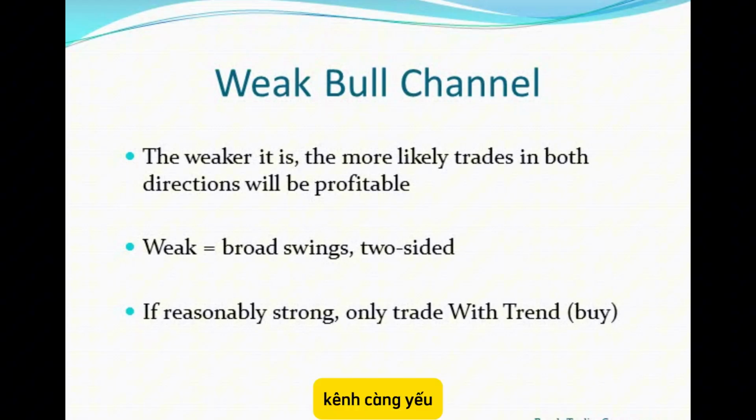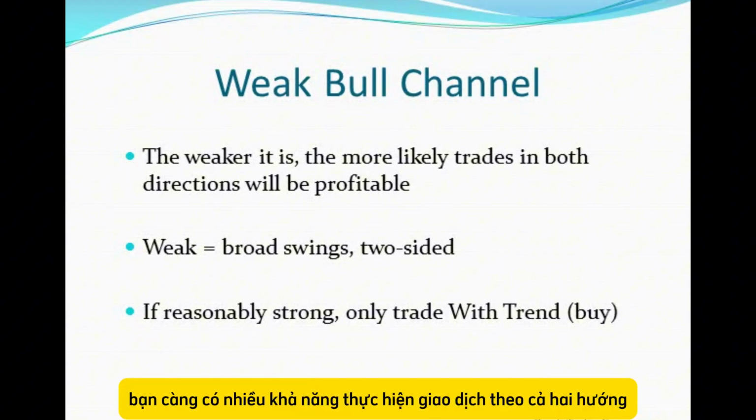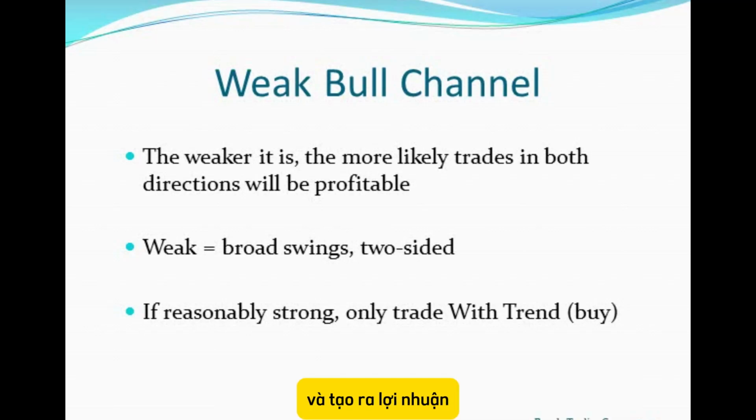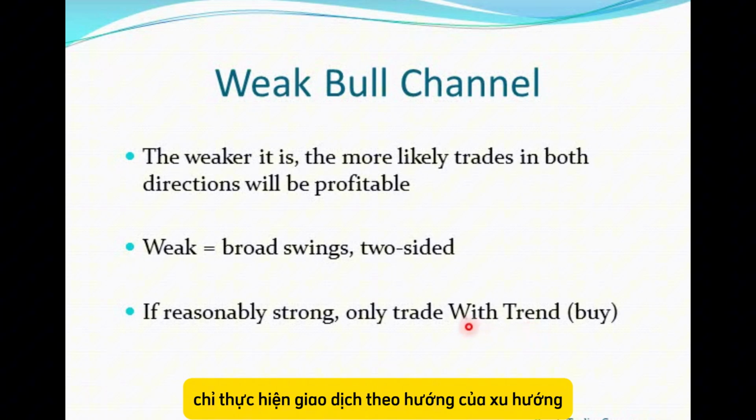The weaker the channel is, the more likely you can take trades in both directions and make a profit. Weak channels tend to have broad swings, which means a lot of two-sided trading. If it's reasonably strong and reasonably tight, only look to buy. Only take trades in the direction of the trend, and don't worry about missing the sell signals.